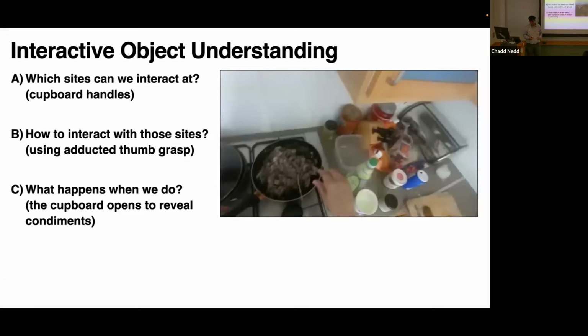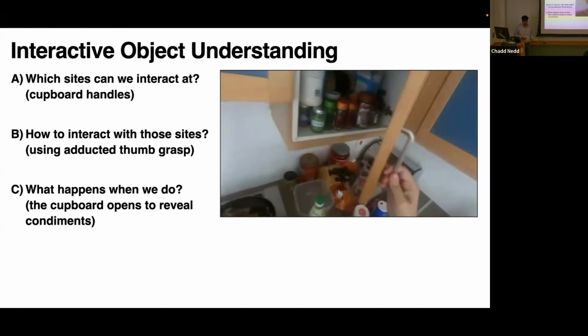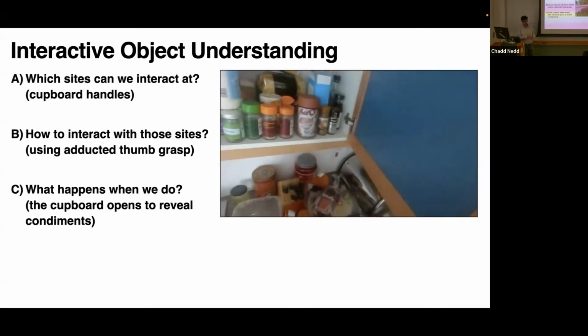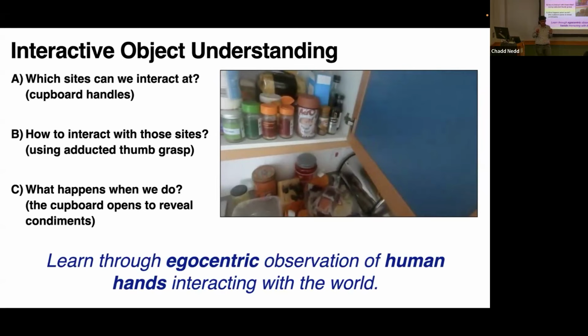in order to do some manipulation. Now, interestingly, answers to all of these questions are revealed if you just watch this video. Right. You can actually infer that you are going to interact with the cupboard handle. You can infer what kind of hand grasp would lead this to work out, and you can actually see what will be the result of this. You have all of these things visible in this video. So the key intuition that we are going to build upon here is that we are going to learn through egocentric observation of human hands interacting with objects, right? So that's kind of what we're doing.